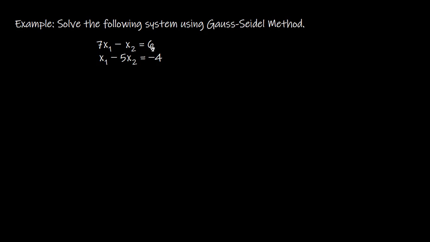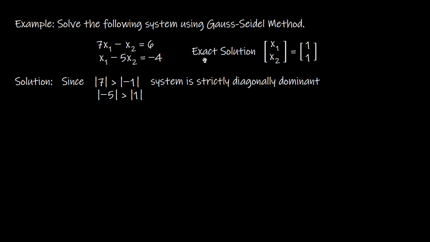7x1 minus x2 is equal to 6, x1 minus 5x2 is equal to minus 4. As you can see, the exact solution of this system of linear equations is x1 equals 1 and x2 equals 1. Moreover, we can also see that this system is strictly diagonally dominant because the absolute value of 7 is greater than the absolute value of minus 1, and the absolute value of minus 5 is greater than the absolute value of 1. Hence, the sequence of approximate solutions which we are going to obtain using the Gauss-Seidel method will surely converge to the exact solution given here.